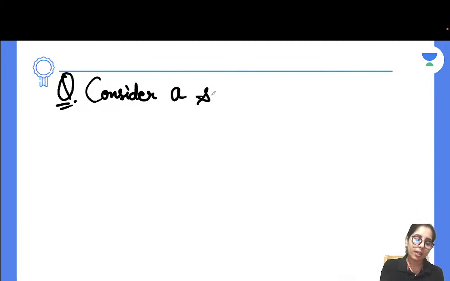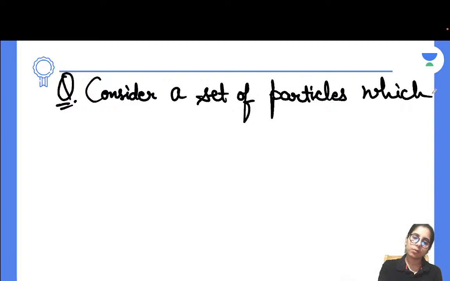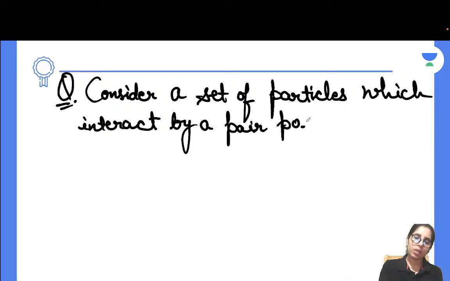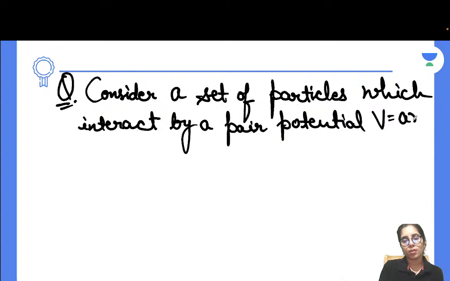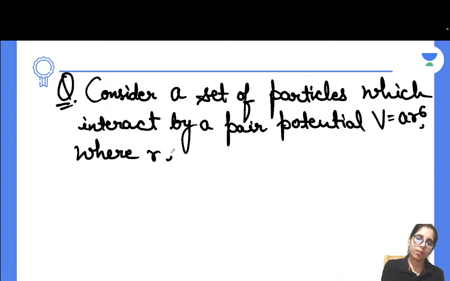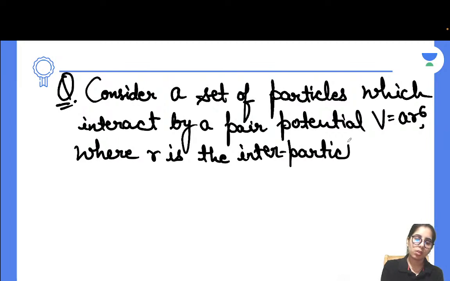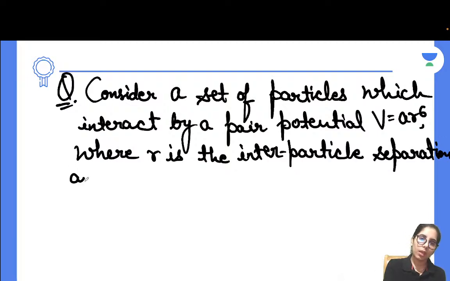So it's going to be: consider a set of particles which interact by a pair potential V equal to A R to the power 6, where R is the interparticle separation and A greater than 0 is a constant.